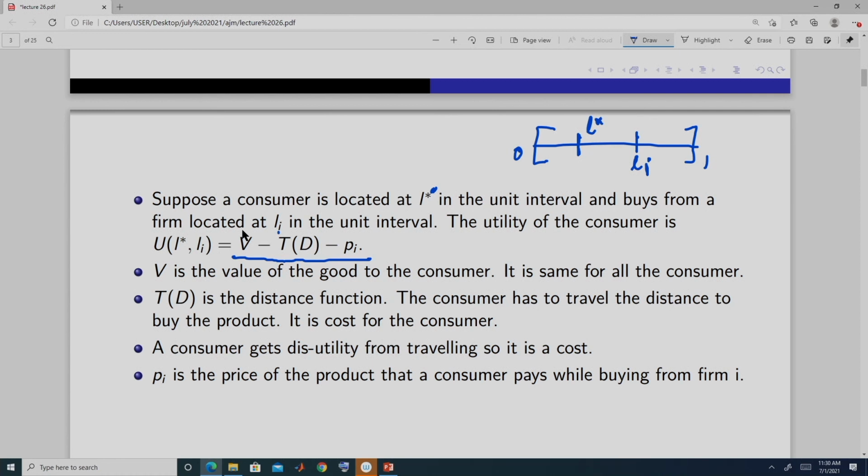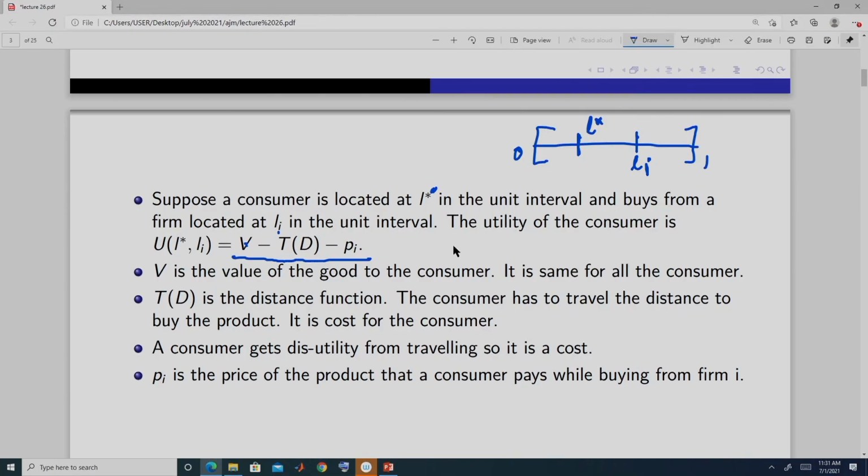Now, here when we say value function, it is because each consumer is buying only 1 unit. So, this is the maximum amount a consumer is willing to pay to buy that unit. That is what we mean by the value. So, this is V, and we assume that V is a positive number. And again, for simplicity we assume that it is the same for all the consumers.